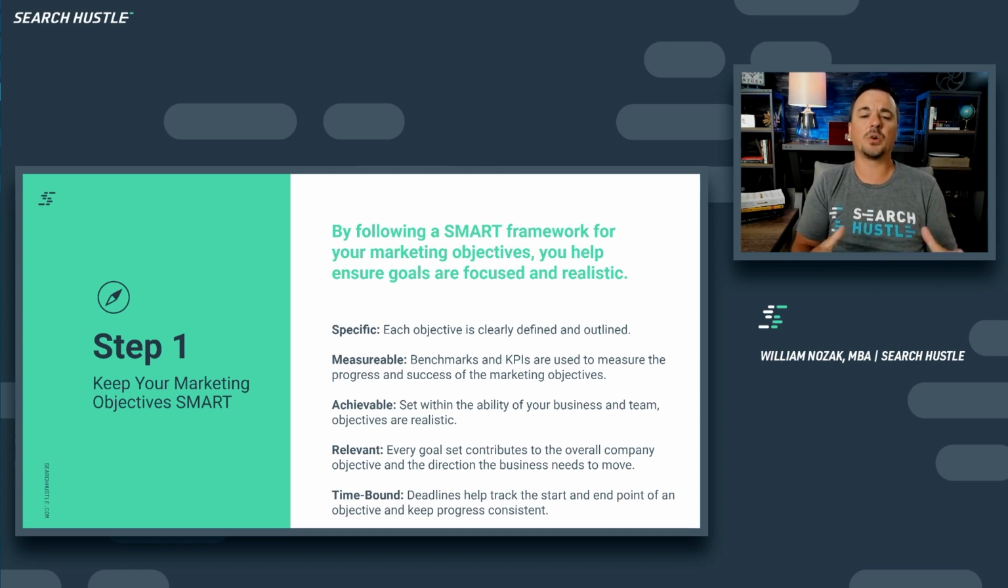Is it relevant? Every goal set contributes to the overall company objective and the direction the business needs to move. C-suites, individuals or C-levels are going to ask you, okay, you're going to do that, but why? How is it going to turn into something that moves the needle from the leads or the sales perspective? Rarely do they ever care about impression loads, right? Marketers understand impression loads lead to larger click loads usually. And that's really kind of the funnel that we try to focus on. So we want to make sure that it's relevant. It matches up with the end goal of the business. What is the business trying to do in that quarter, in that year, in the 5-year span?